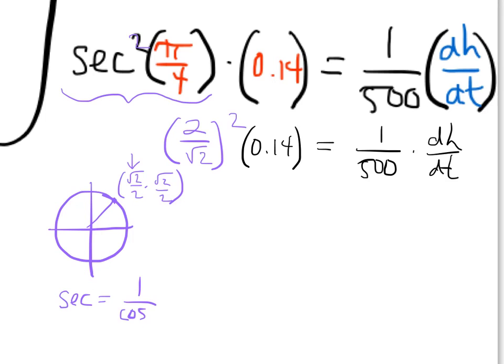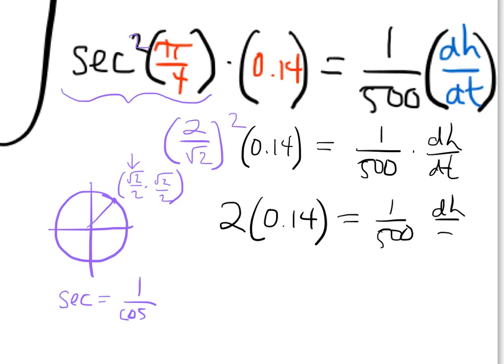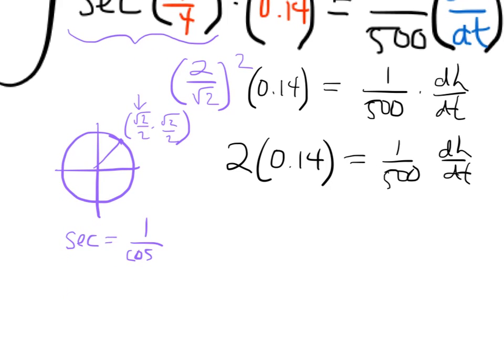Okay, so in purple there, if you were to square the quantity 2 over root 2, you get 4 over 2, which is in fact just 2, times 0.14 equals 1 over 500 dh dt. Now continuing onward, calculator would be nice here, but I don't think this question has a calculator icon next to it, so let's just keep going by hand. This would be 0.28 equals 1 over 500 dh dt.